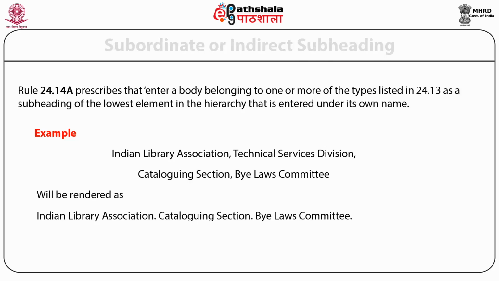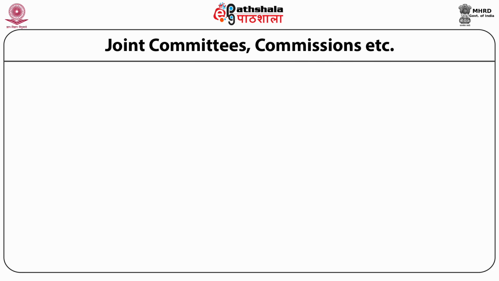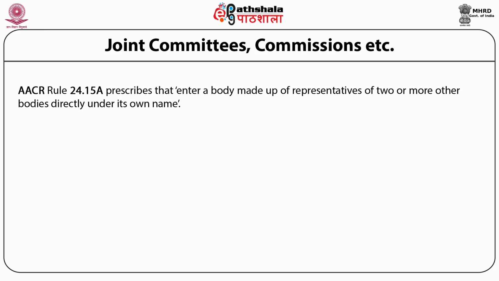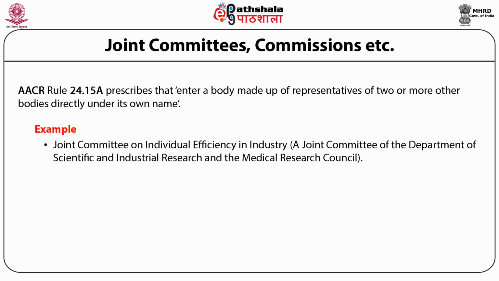Joint committees, commissions, etc. AACR Rule number 24.15A prescribes that enter a body made up of representatives of two or more other bodies directly under its own name. Example, Joint Committee on Individual Efficiency in Industry. It is a joint committee of the Department of Scientific and Industrial Research and the Medical Research Council.